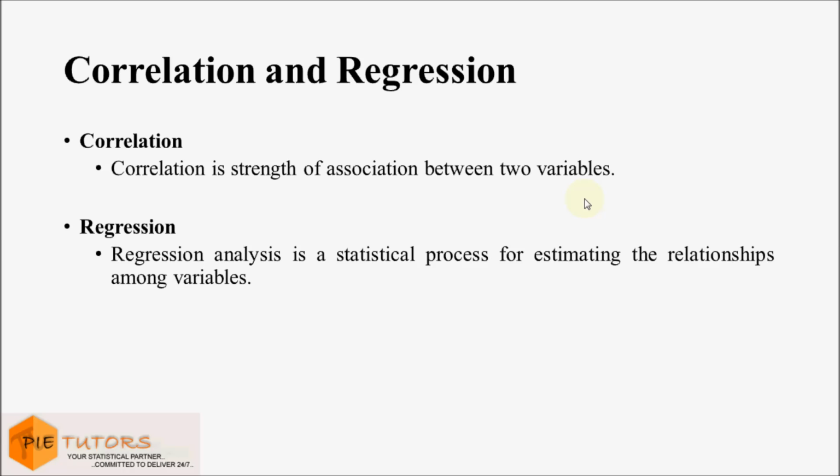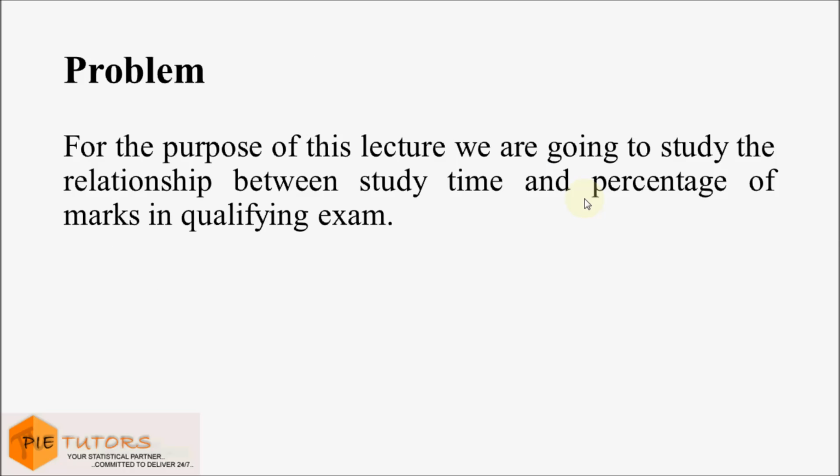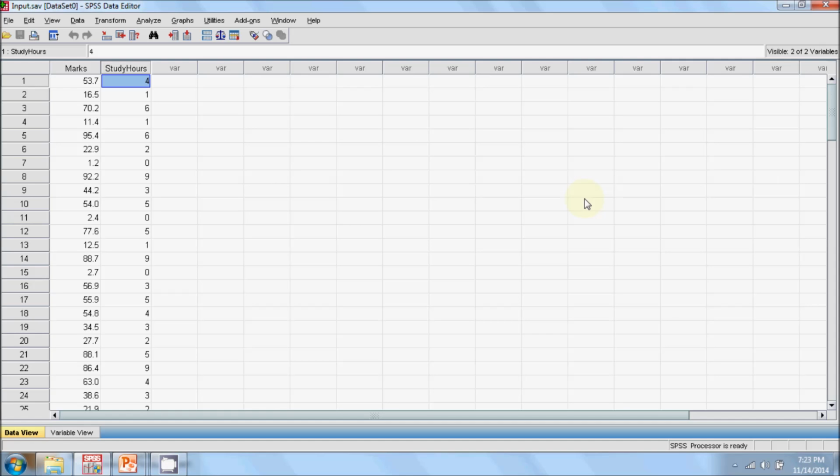To understand the concept of correlation and regression analysis more clearly, let us look at an example. In this example, we are going to study the relationship between study time and the percentage of marks in the qualifying exam. So this is our data set. In the first column, we have the marks obtained by the student in the qualifying exam and the daily study hours of the student.